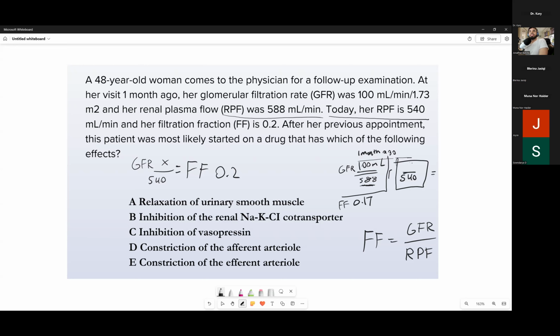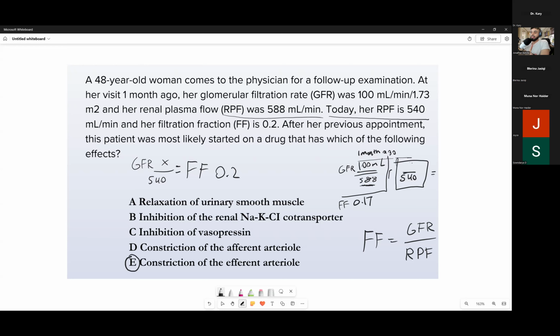So she's got something going on that is improving her GFR, which would most likely be an ACE inhibitor that is causing constriction of the efferent arteriole, because that's the only thing that would increase the GFR. All right, that's really good. So what's the answer here? That would be E. That is correct. Great answer. And that's a perfect way of getting it.